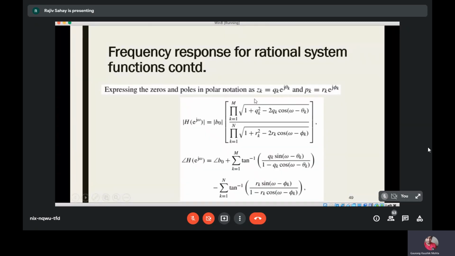So if you write the zeros and poles in polar notation, assuming they are complex, that is the general case, then you can get these expressions. H, this is the magnitude response, and this is the angle.